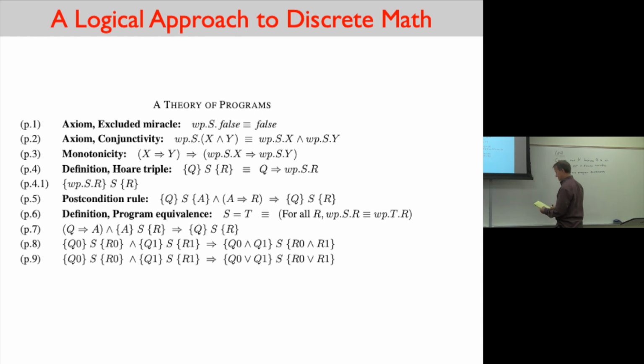All right. So look at P.6. What about P.7? What do we have? Q implies A and the Hoare triple A S R. Doesn't that look very similar to P.5? Only P.5 was the postcondition A implies R. Here it's the precondition. Q implies A, but then the precondition A implies precondition Q.